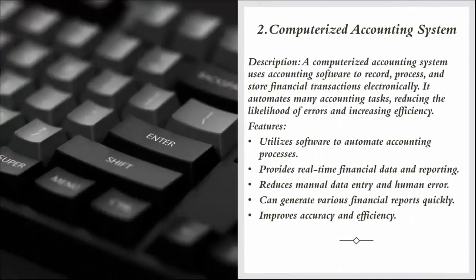2. Computerized accounting system. Description. A computerized accounting system uses accounting software to record, process, and store financial transactions electronically. It automates many accounting tasks, reducing the likelihood of errors and increasing efficiency. Features. Utilizes software to automate accounting processes. Provides real-time financial data and reporting. Reduces manual data entry and human error. Can generate various financial reports quickly. Improves accuracy and efficiency.